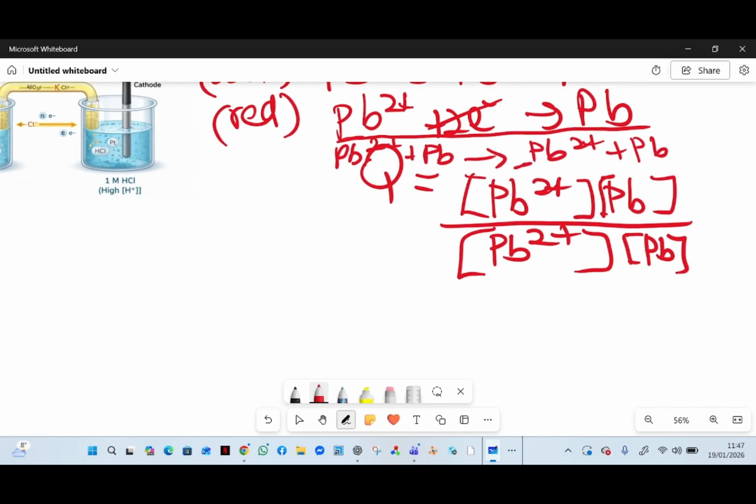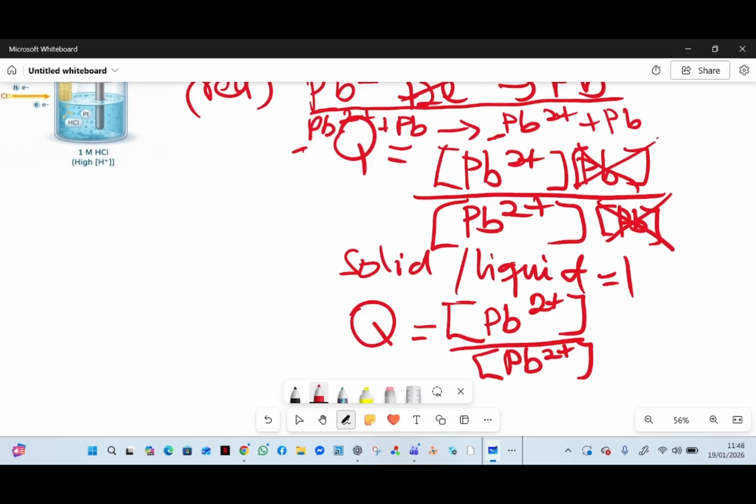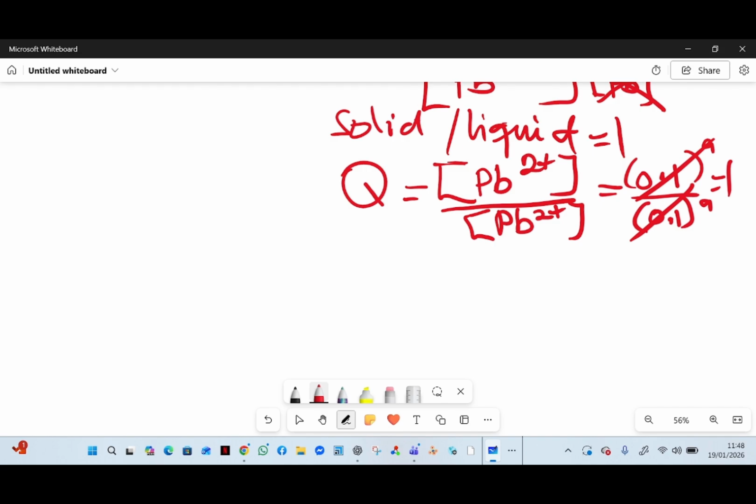The quotients are the same, so we are going to leave it as 1. This is all going to be raised to the power 1. Now the activity of pure solids and liquids should be equal to 1. So your pure solid of lead will have an activity of 1 because they are pure, they are not fractions. You see that if the concentrations are the same, given that the stoichiometry itself are the same, then this will cancel out to give us 1.